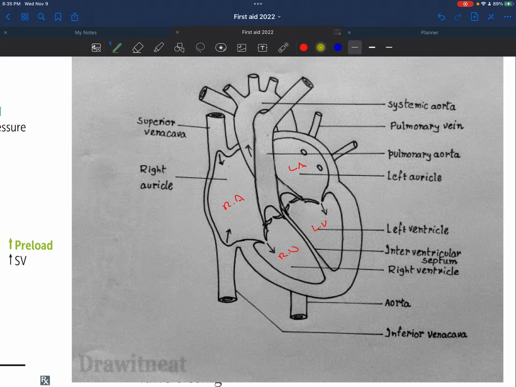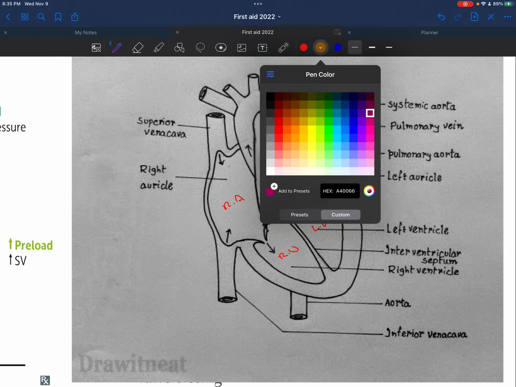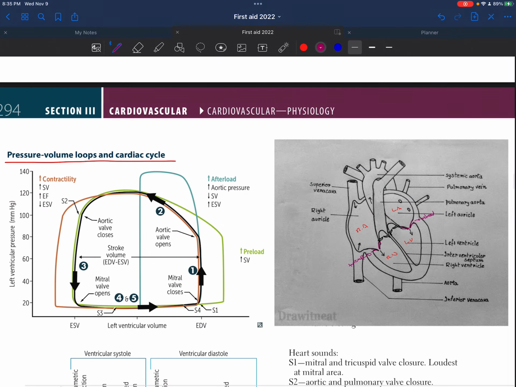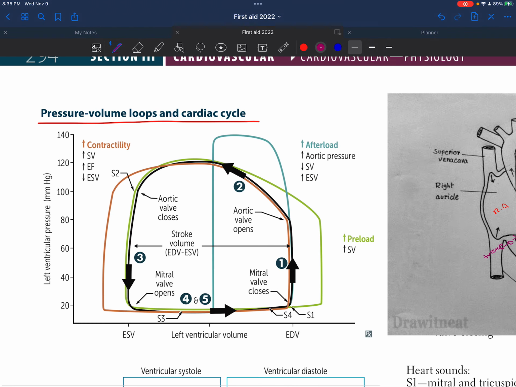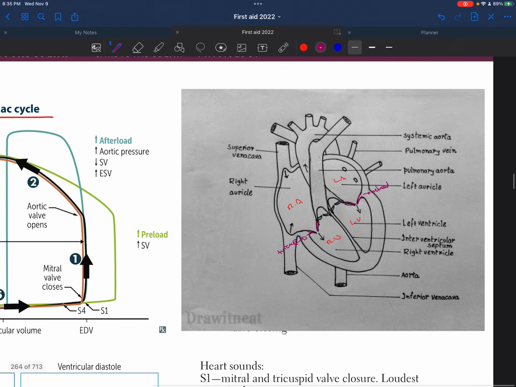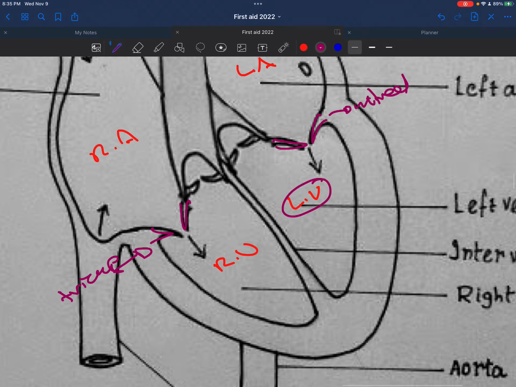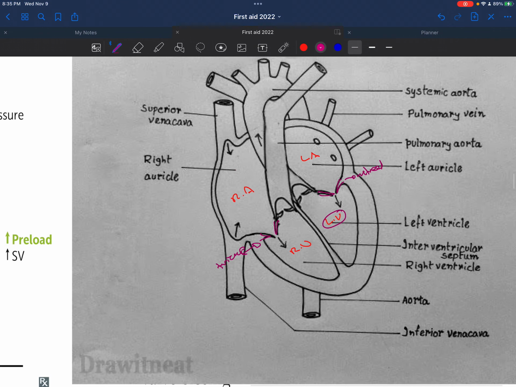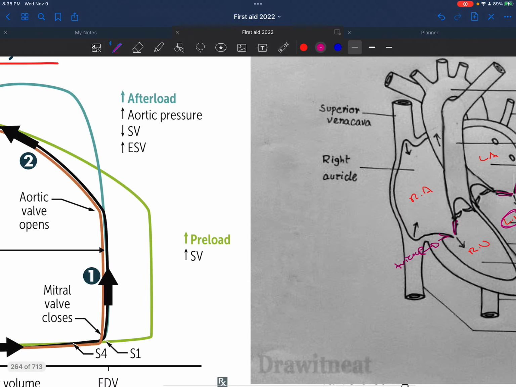And of course, between the atria and the ventricles, we have two valves. The first on the left side is the mitral valve, and on the right side is the tricuspid valve. But here we are going to talk about the left ventricle only. This graph is about what happens in each cardiac beat in the left ventricle.